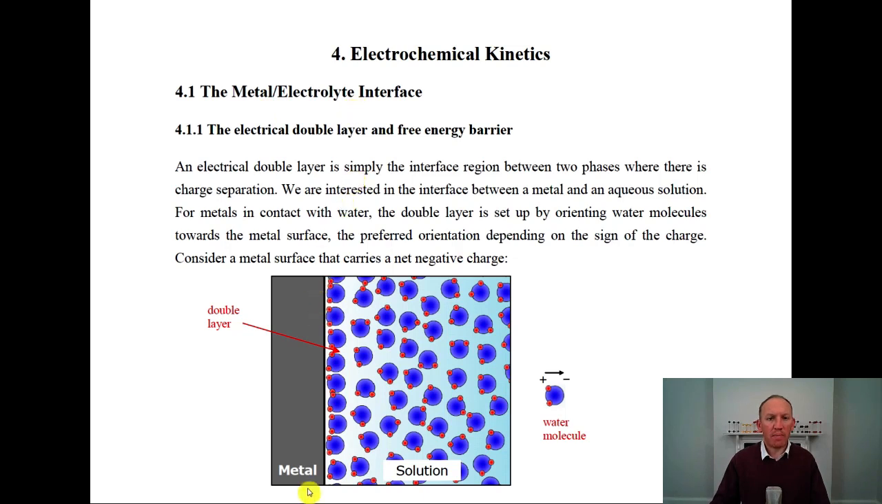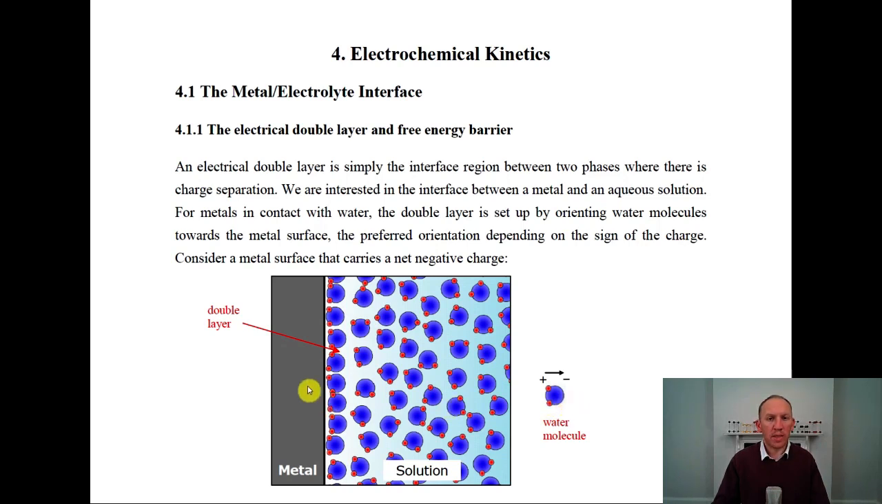So we have a diagram down here, and we're zoomed right in such that we're just looking at a region which is a few molecules, a few atomic dimensions in thickness next to the metal surface. We have some water molecules in our solution, so we have the oxygen ion shown in blue and the hydrogen ions shown in red. A key thing about water molecules is that they are polar, that is to say that there is a charge separation and a dipole exists across the molecule.